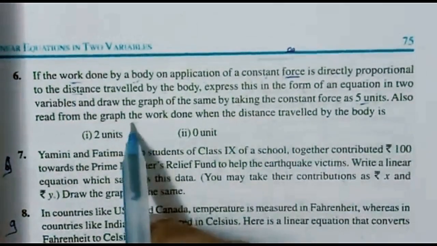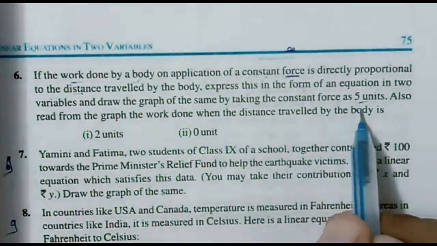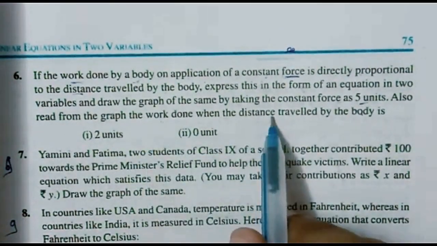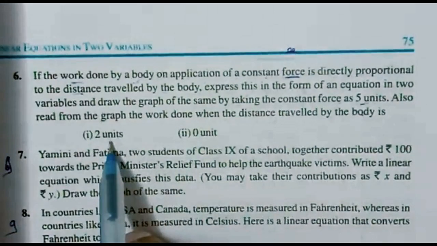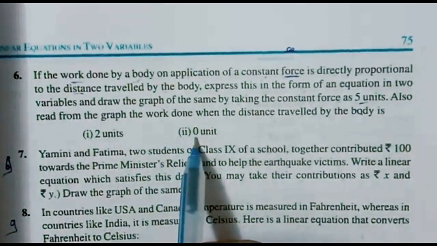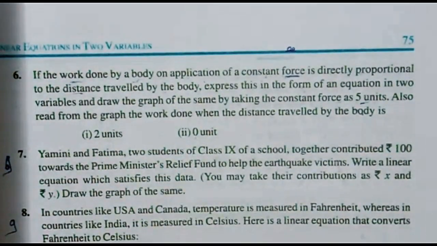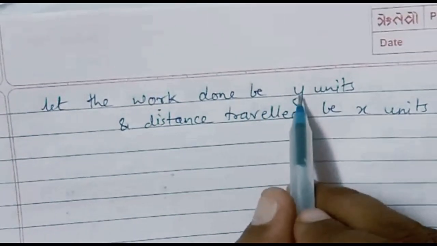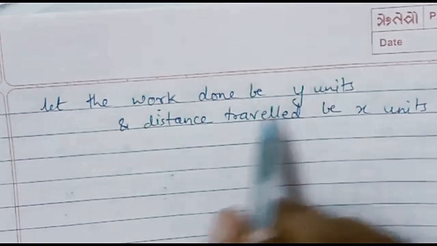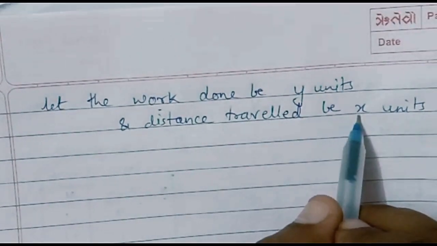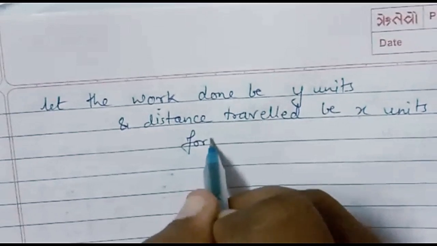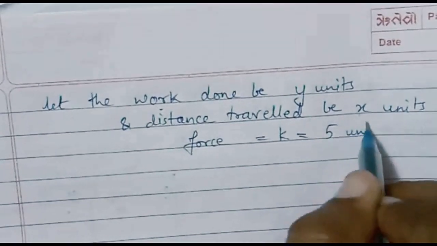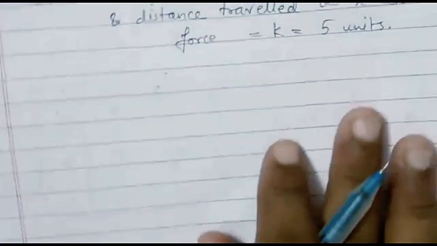Only the value of work done and distance will change. So we need to draw the graph also, and from the graph we need to find out what will be the work done when the distance covered by the body is 2 units and when the distance covered by the body is 0 units. Let us start. So let us start with the introduction. Let us take the work done on the body to be y units and the distance traveled to be x units. You can also assume let the force be k units, but k is constant here, which is given to be 5 units. It is already given in the question.